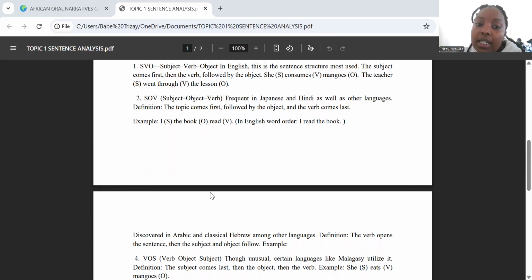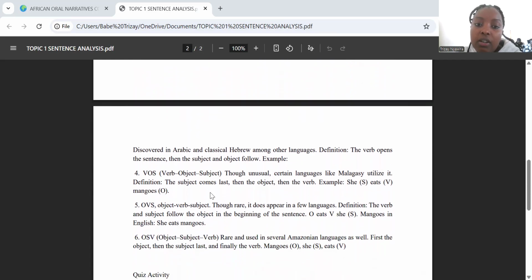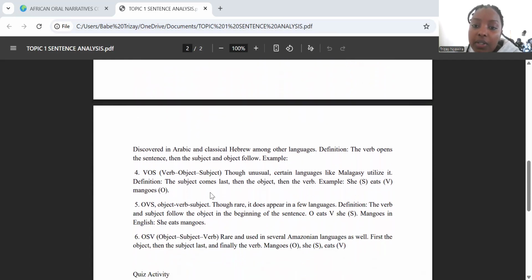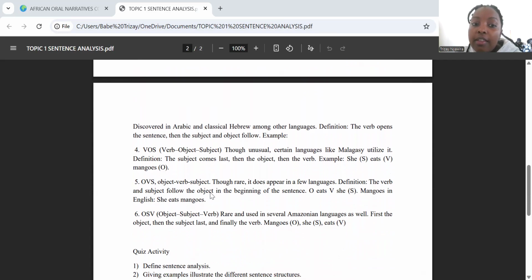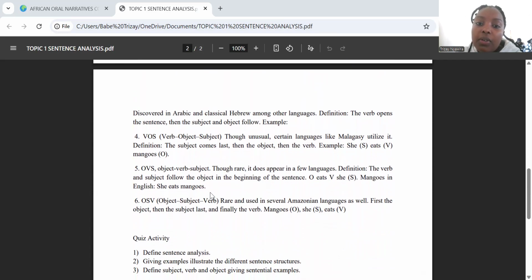The book read. So that means the normal English order, that is the SVO, subject, verb, object, should be I read the book. But the book read, that is the SOV order. It is found in Arabic and Classical Hebrew, among other languages. Definition: the verb opens the sentence, then the subject and object follow.